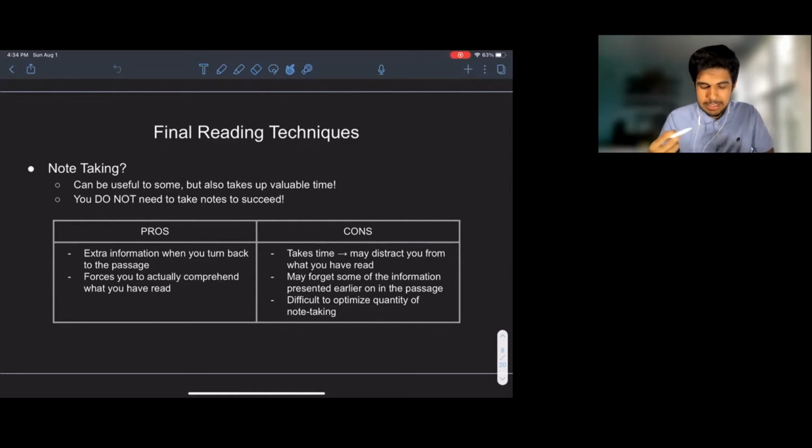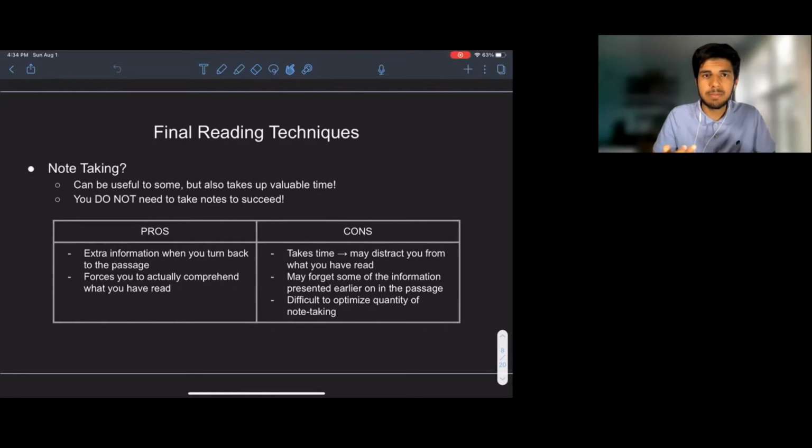Third, it's difficult to optimize the quantity of note-taking. So what do I mean by this? If you take too few notes, that's essentially the same thing as not taking any notes at all. It wouldn't be helpful to you, and it would kind of just be a waste of time. However, if you take too many notes, well then your page gets very cluttered, and when you turn back to the passage, you don't really know what to look at. So it can take a lot of practice to develop that nice balance of note-taking.